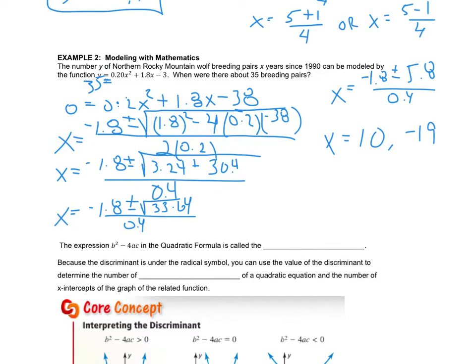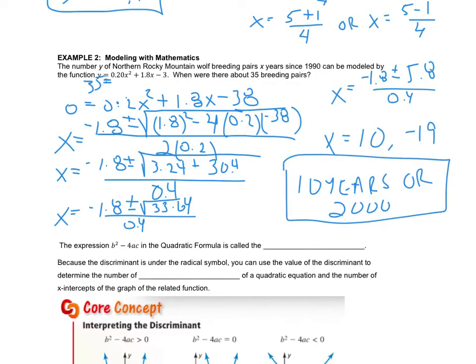Now, since the answer here is looking for years since 1990, we're not going to really refer to the negatives, although you could argue it's 19 years back, it also happened. We're going to focus on since 1990, so going forward, how many years were until with this model there were 35 breeding pairs. So it will be 10 more years, or you could certainly put the year 2000. Okay?